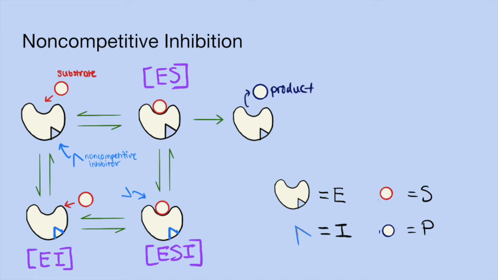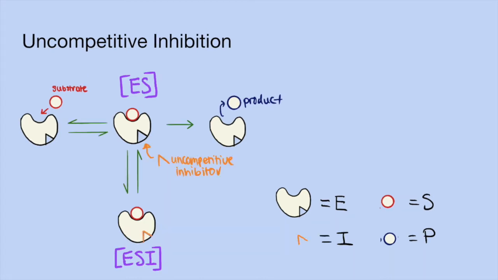Another route is that the E and S can first bind to create an ES complex, but if an inhibitor binds to the ES complex, then again the ESI complex is formed and the product cannot be formed. However, if it doesn't bind, the product can be formed. So it's always important to remember that the only complex that can produce any product is going to be the ES complex. Finally, we will be discussing uncompetitive inhibition.